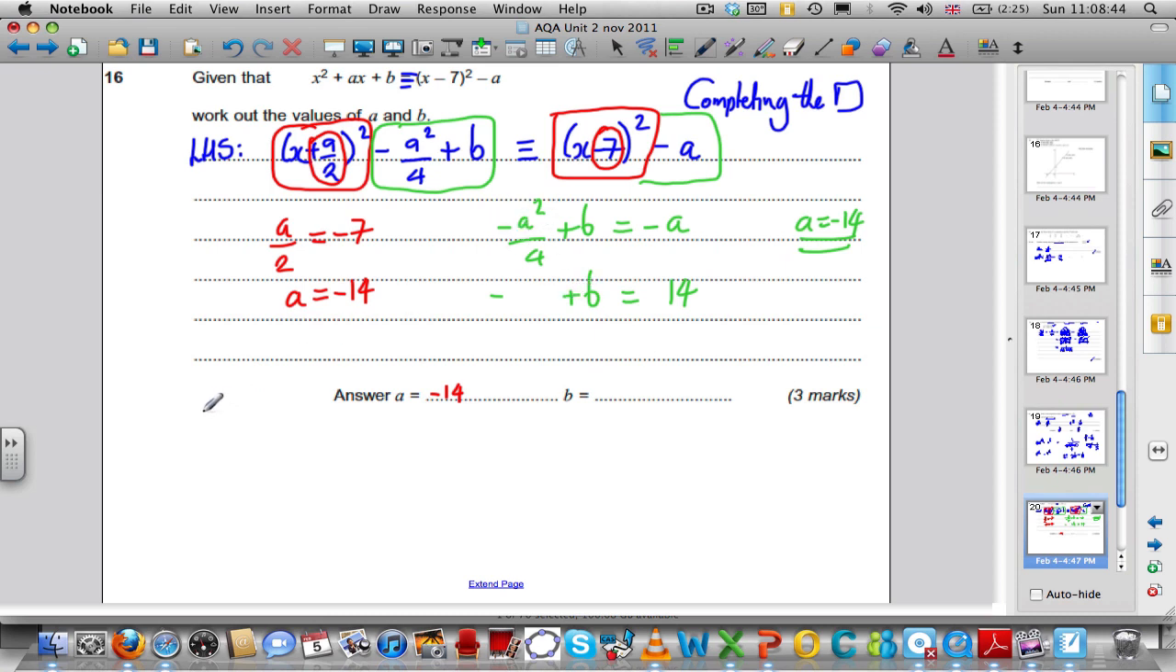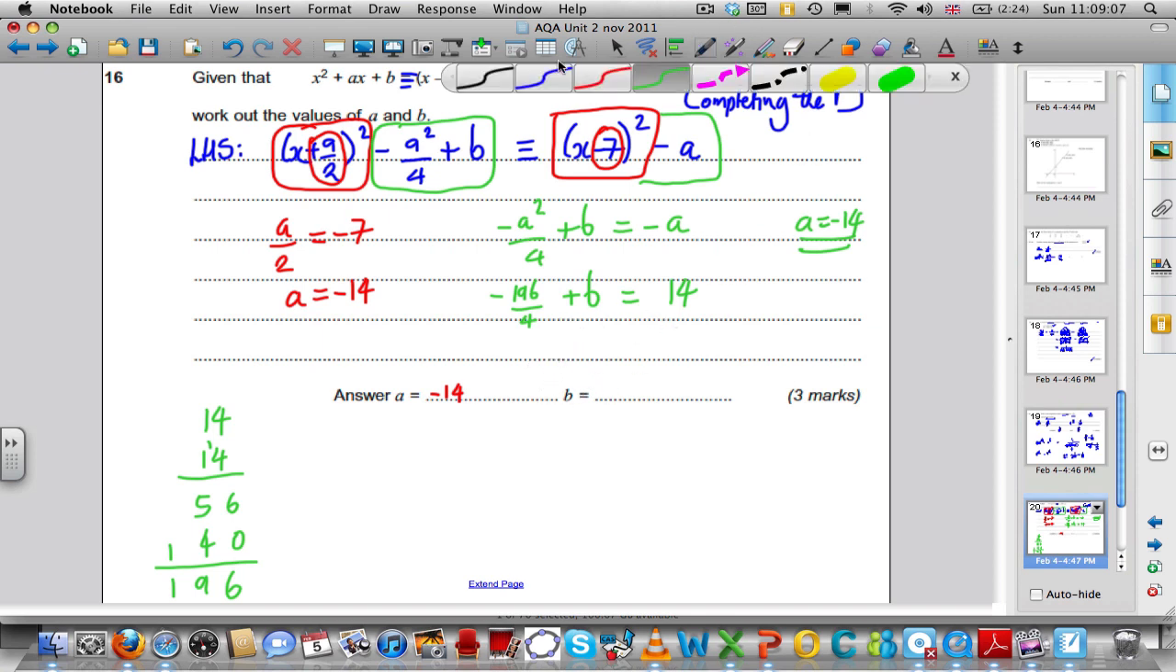Now 14 times 14. If you want to do 14 times 14, 4 times 4 is 16. Put down the 6, carry the 1. 4 times 1 is 4. Add the 5, 56. 0, 4, and 1. So you're going to get 196. So this here would be minus 196 over 4.